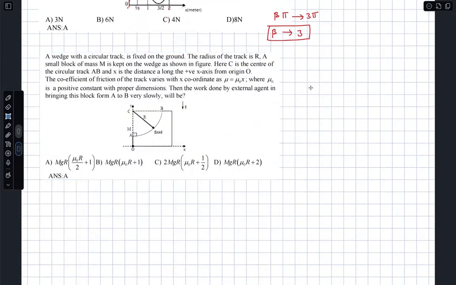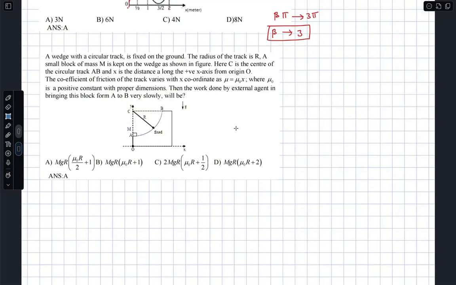The next question deals with a wedge with a circular track fixed on the ground. The radius of the track is R. A small block of mass capital M is kept on the wedge as shown in the figure. Here C is the center of the circular track AB and x is the distance along the positive x-axis from origin O. The coefficient of friction is a function of x. Mu naught, of course, is a positive constant.